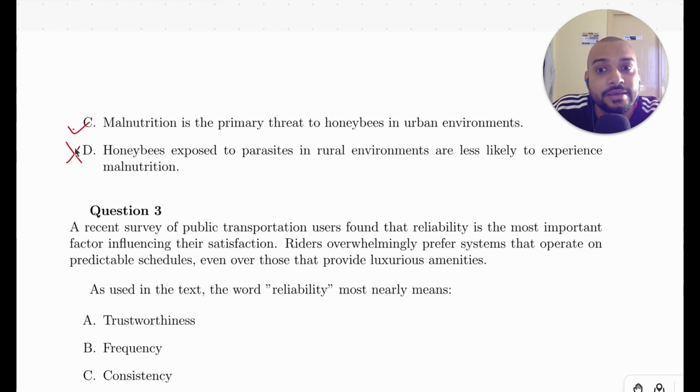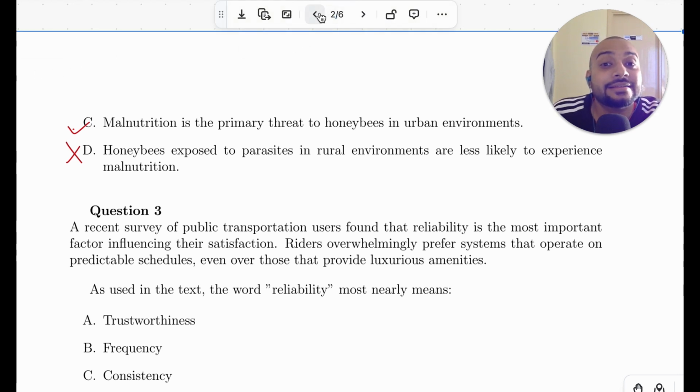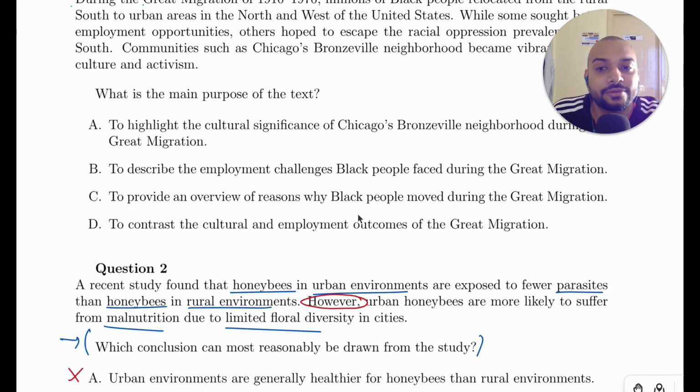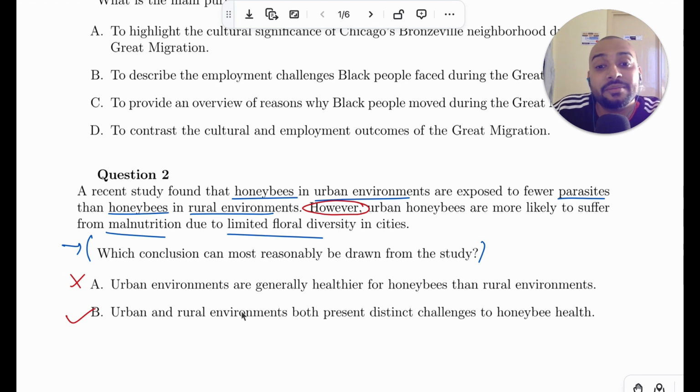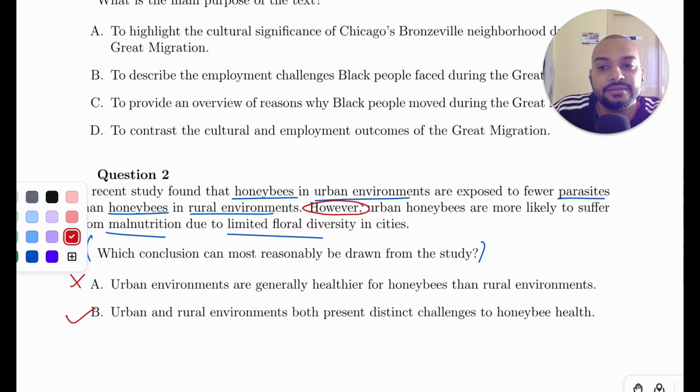Option D is wrong. Option C was somewhat correct, but B is covering it more wholesomely, the conclusion of the passage. So this question actually belongs to the category of data analysis without the charts or the graphs. Okay. So option B, urban and rural environments both present distinct challenges to honeybee health. This covers the whole idea more wholesomely. So it is correct. This is the correct one, option B. This is the right one.